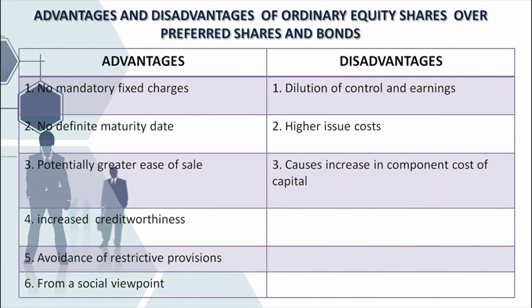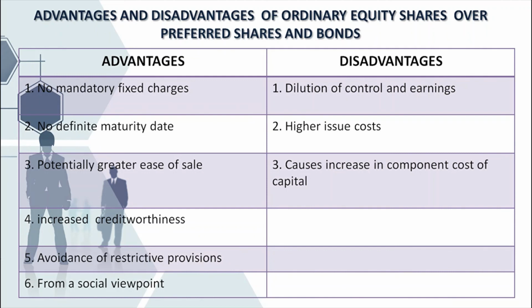Number 4, increased creditworthiness. The firm's ability to issue more debt is enhanced by ordinary equity share because its leverage position is reduced. Number 5, avoidance of restrictive provisions. Issuance of ordinary shares gives the firm more financial flexibility because they usually do not contain any of the restrictive provisions associated with debt and preferred share financing. Number 6, from a social viewpoint, ordinary equity share is a desirable form of financing because it makes business less vulnerable to the consequences of declines in sales and earnings.